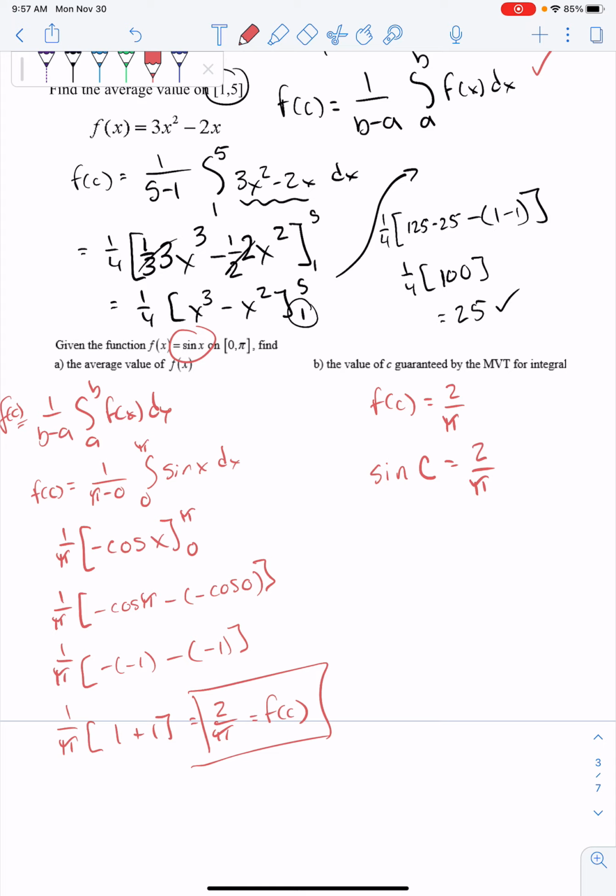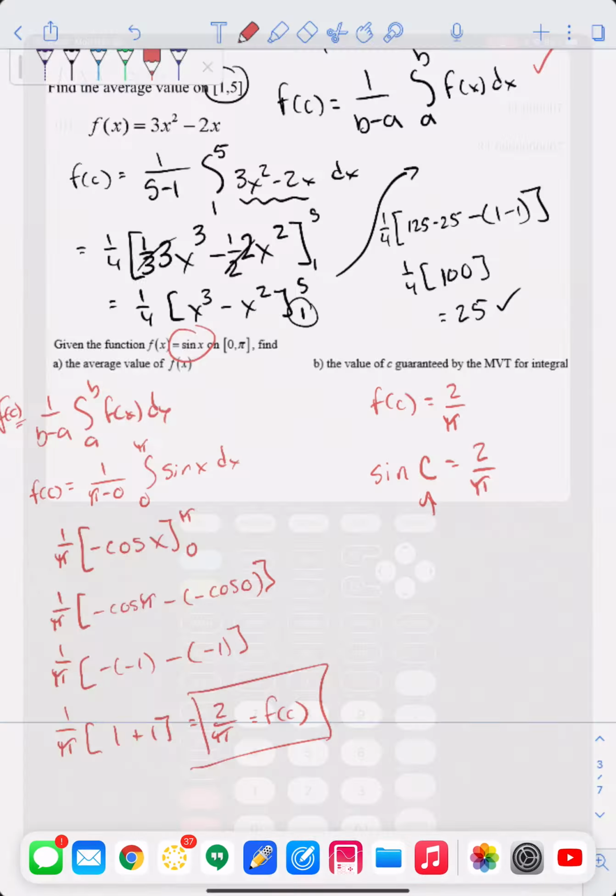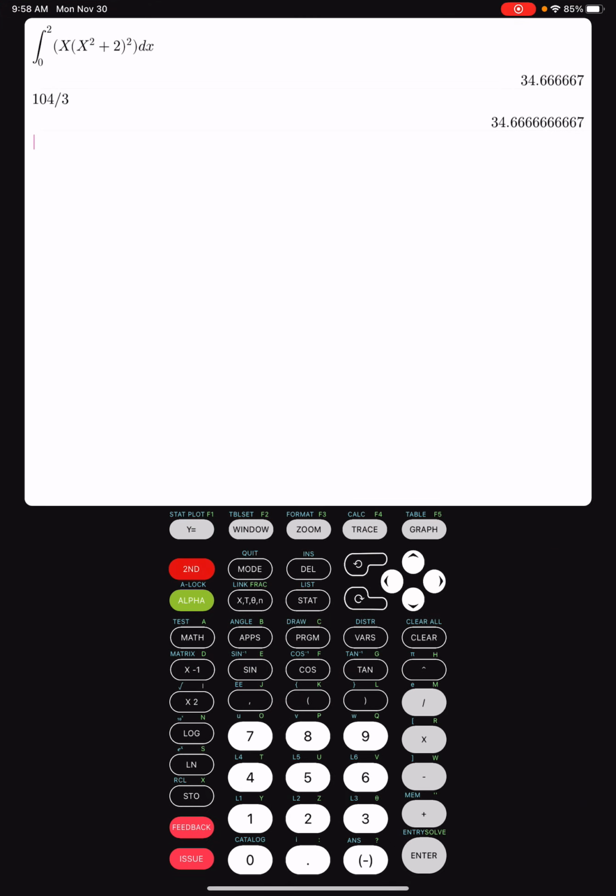Now, we haven't done this yet this year. I don't think we've done inverse sine. A lot of you are going to be tempted to just say, oh, I've got to figure out what that c value is. So I'm just going to do inverse sine of 2 divided by pi, which is not a terrible idea. Okay, it's not an awful idea.